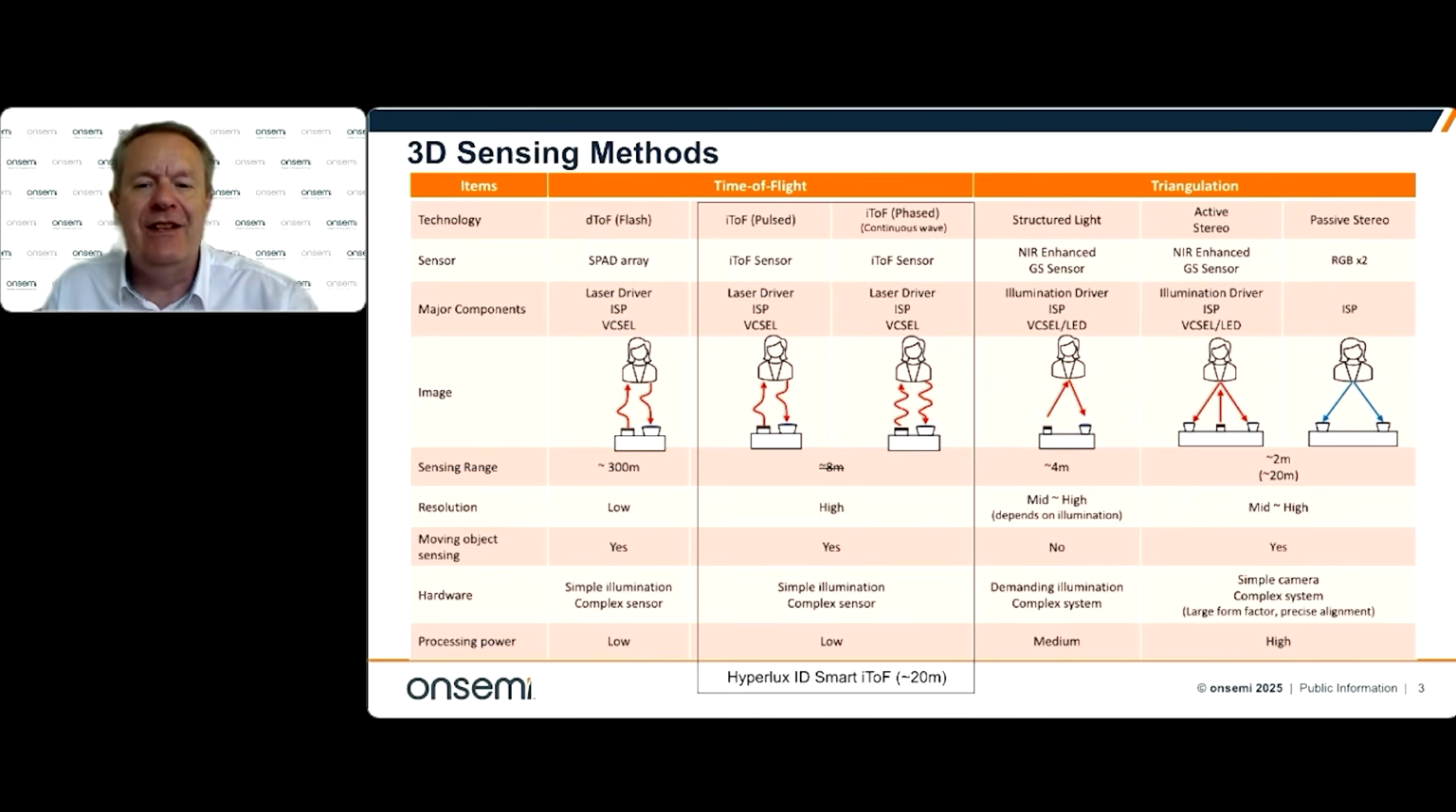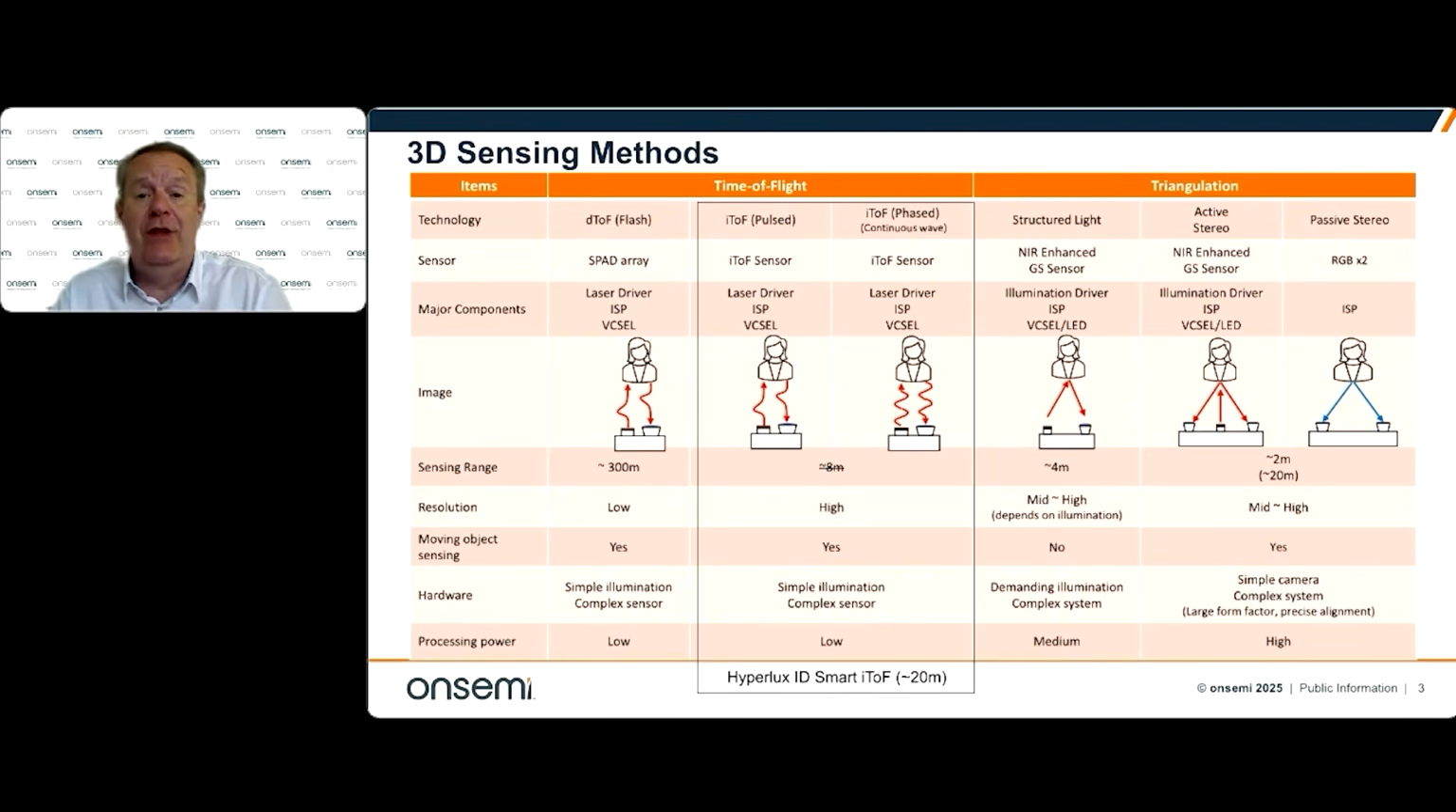Also, then you have active stereo, where you can have near IR enhanced global shutter sensors with specific illumination drivers with pixels. That becomes a bit more complicated, but has the same complications. It's two cameras. It needs a complex system. It's very hard to calibrate. So really not ideal for most applications.